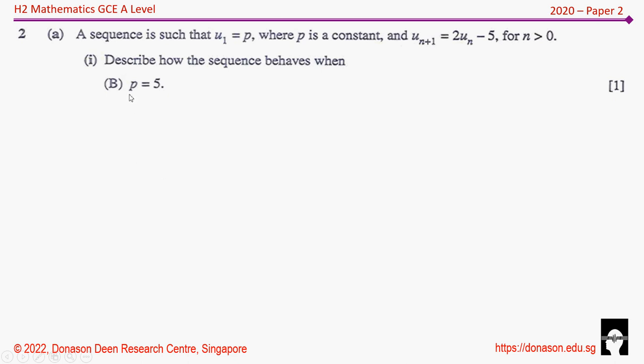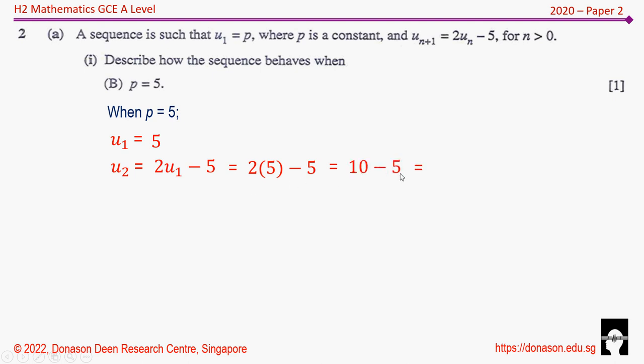So for part b, you are asked to describe how the sequence behaves when p is equal to 5. So let's put in the value of p as 5 and see how the sequence behaves. When p is equal to 5, of course the first term u1 is going to be 5, and let's now use the formula to work out u2. Of course u2 will be twice u1, which in this case is 5, so twice 5 minus 5. Twice 5 is 10, and from that you subtract 5, it's still going to be 5. So u1 is 5 and u2 is also 5. Let's see whether u3 is also going to become 5.